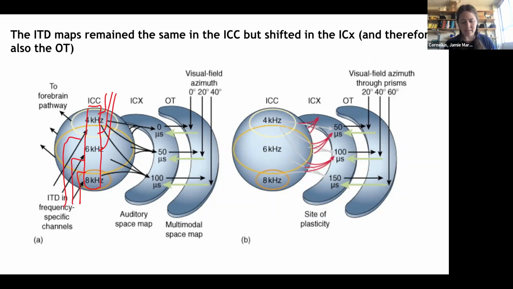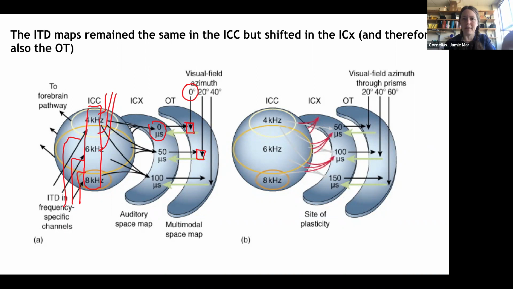And then those are projecting to the ICX, where you're getting this auditory space map. And then onto the optic tectum, where you're getting a mapping onto the visual field. And so here you have 0 microseconds equivalent to 0 degrees in visual field azimuth. So a sound and a sight directly in front of you excite the exact same place in the optic tectum. And here, a 50 microsecond interaural timing difference corresponds to a 20-degree visual field shift. And those are going to map on perfectly.